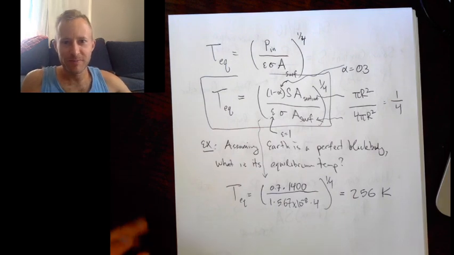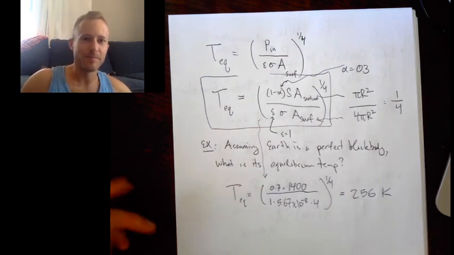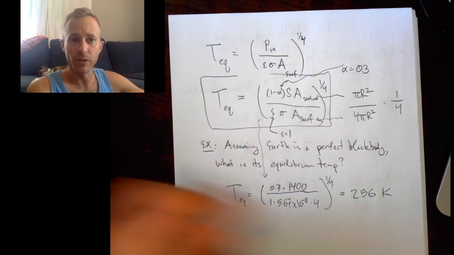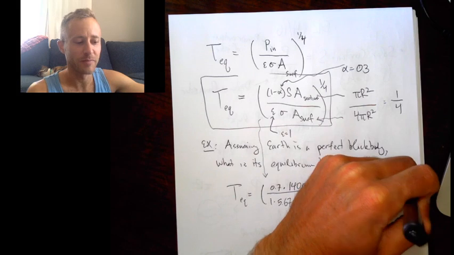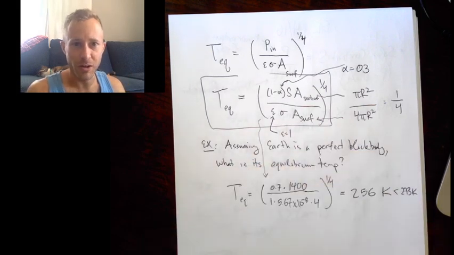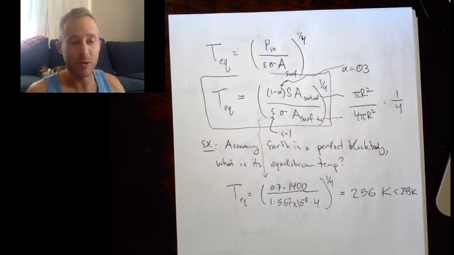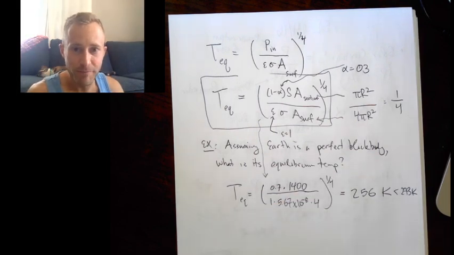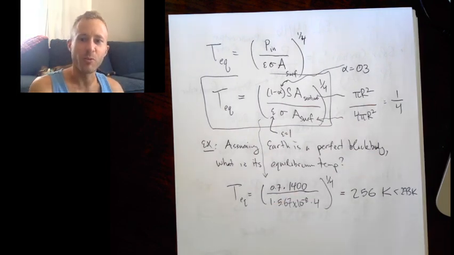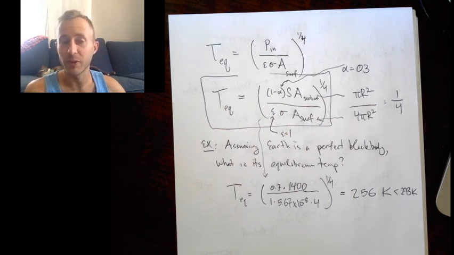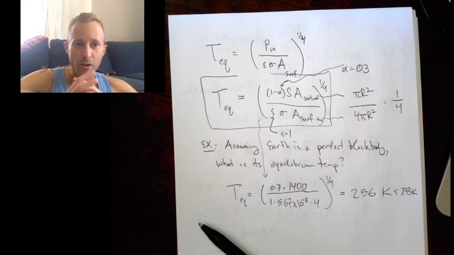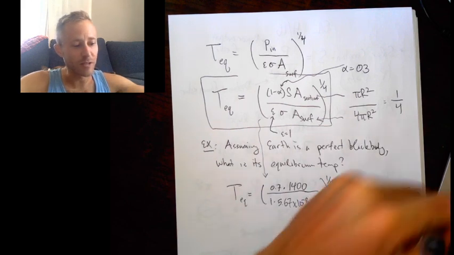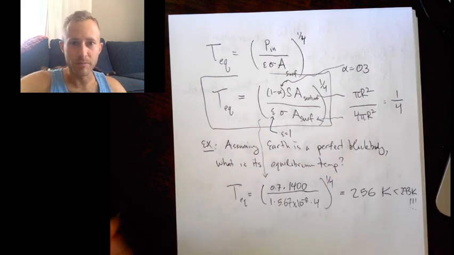What you'll notice is that this is less than 273 Kelvin. So basically, according to our calculation, if the Earth was a perfect black body, the temperature of the Earth would be less than the freezing temperature of water. So all the water would be frozen, and we would have a snowball Earth. Okay? So that's kind of important.